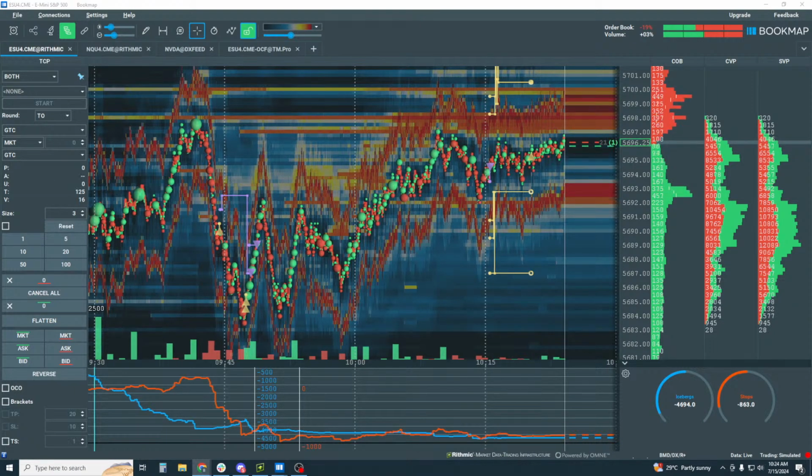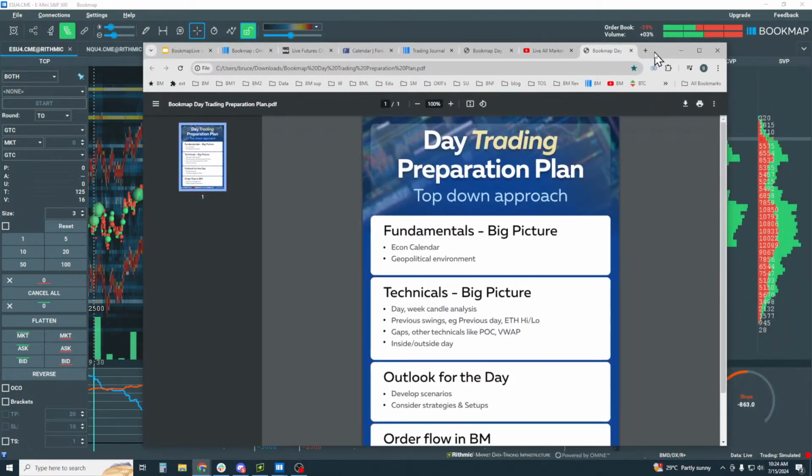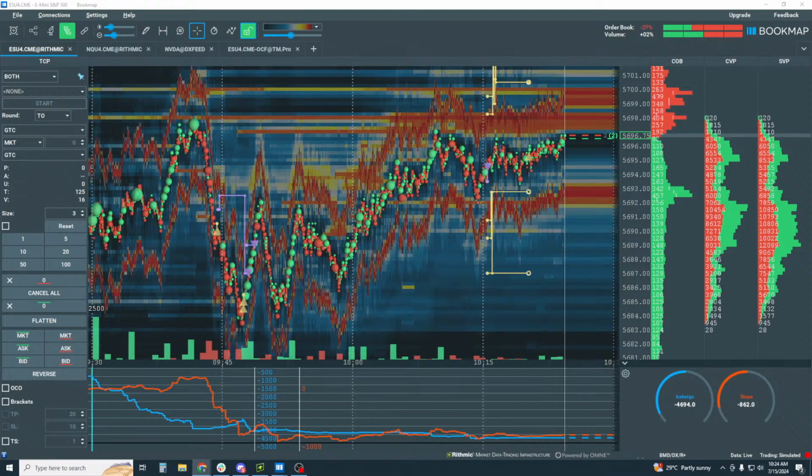All right, this is our day trading plan. Here is what I wanted to go over: our top-down approach, very, very simple, very straightforward. What are the fundamentals? What's going on out there in the market? What's affecting price? Then we want to look at the technicals and match the two together.